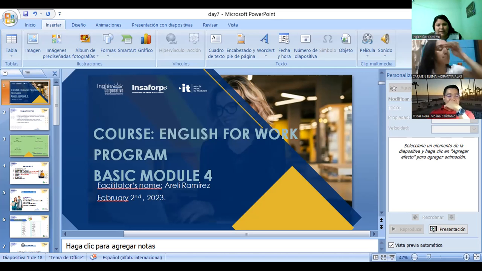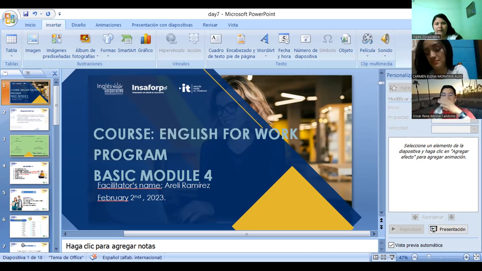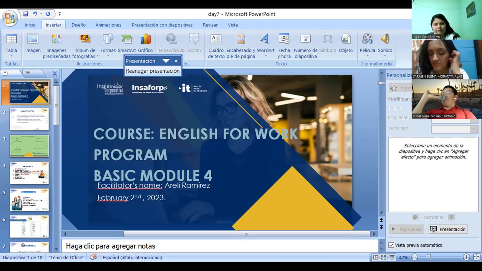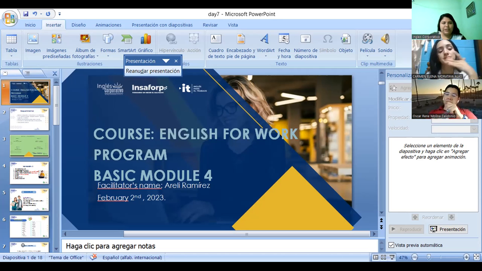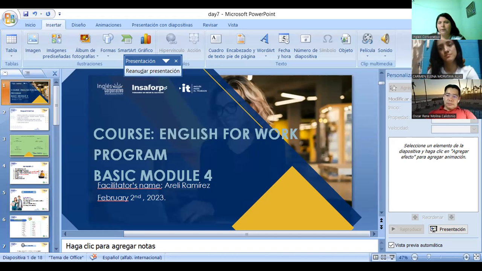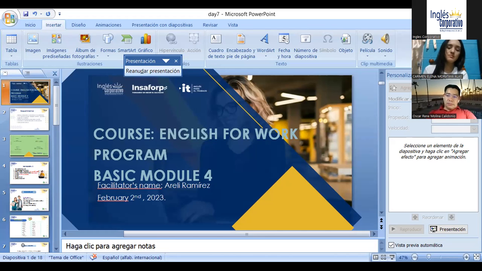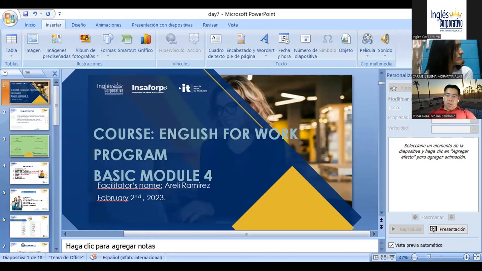Okay, so let's start, guys, with our session for today. And like this, we have our agenda for today. This is our session number 7. Here we have our warming up activities, class objectives, usual. We're going to study a topic. We're going to compare can and could, the modal verbs, and we're going to have some tasks. So we're going to have some exercises. So we're going to have a conversation and some online activities.